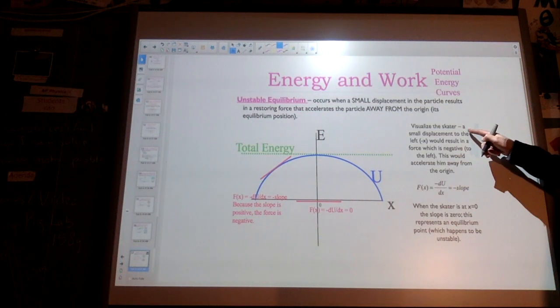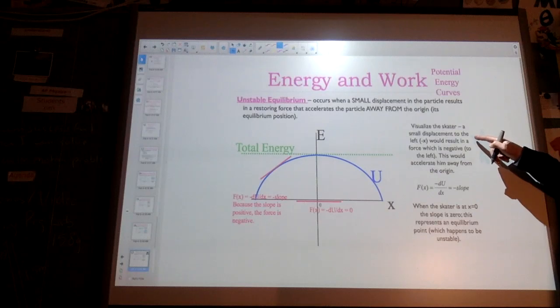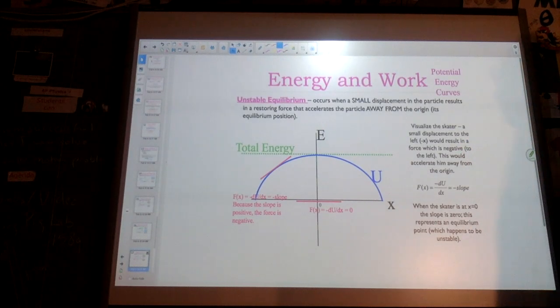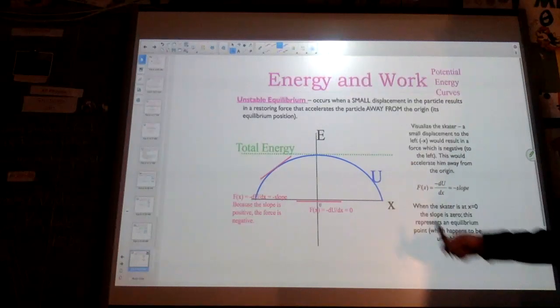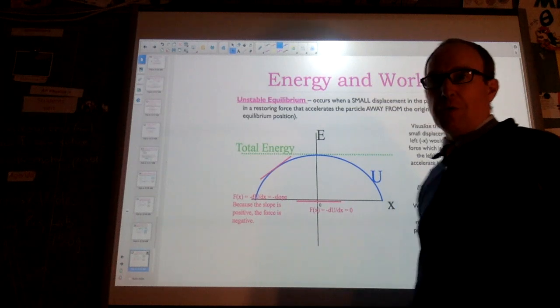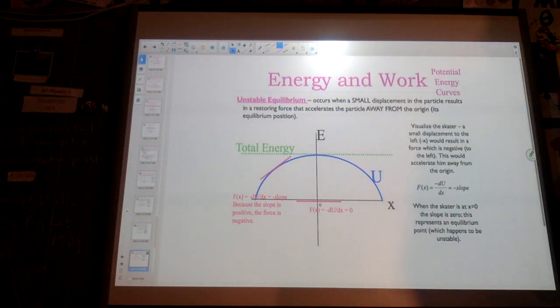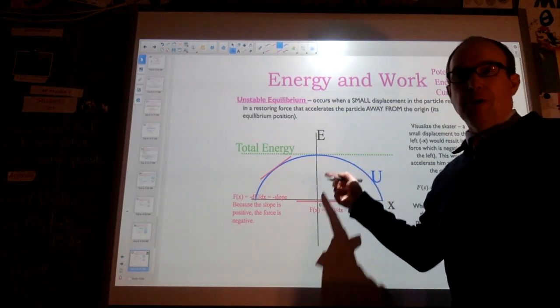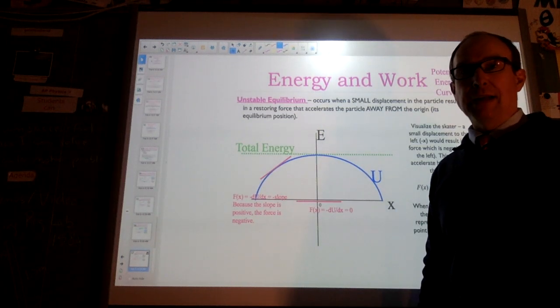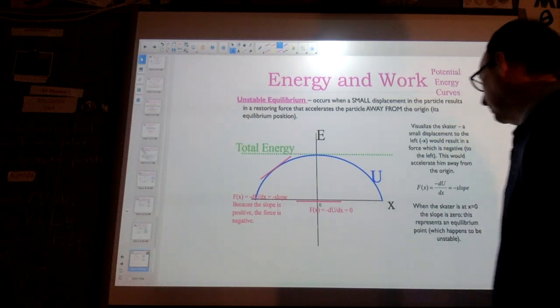And so if you think about this being at the top, if you had a small displacement to the left, we would have a slope which is positive, but it's negative of the slope, so the force would be negative. So that would mean that the force is in the opposite direction of the displacement, as opposed to the other way around.